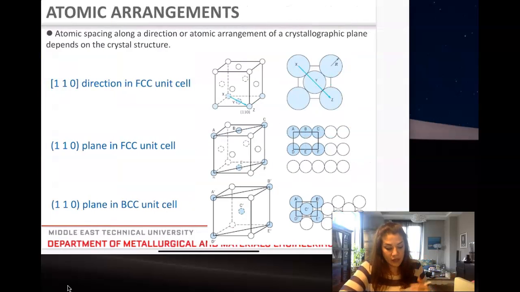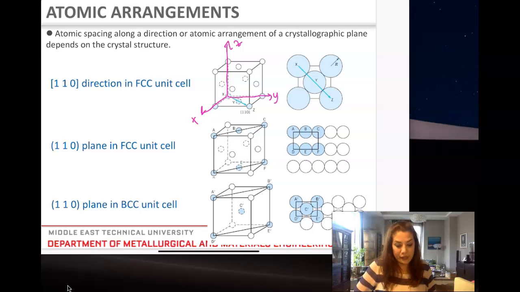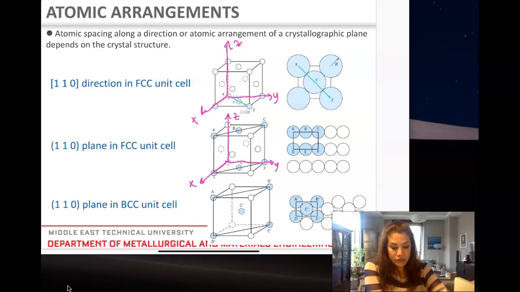Let's take a look at the FCC unit cell and the 110 direction and plane. I know the same Miller indices direction and planes are perpendicular to each other. In the previous lecture, part two, we already saw how to draw that vector, which is the 110, if this is my x, y, and z axis. Similarly, if this is the x, y, z axis, I learned in the previous lecture how to draw the 110 vector.